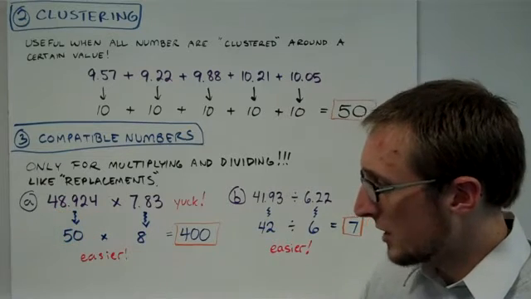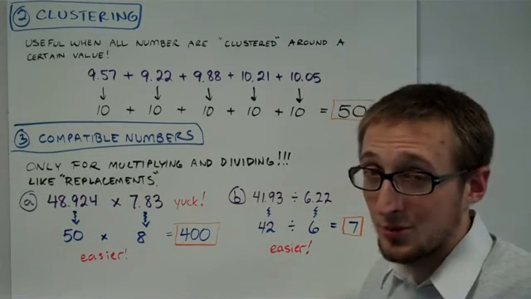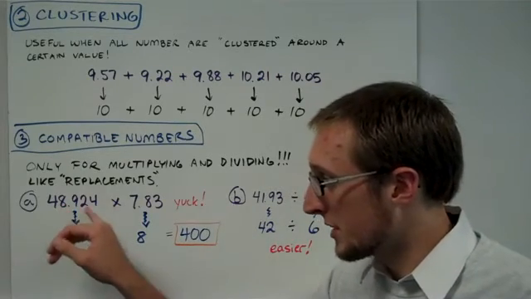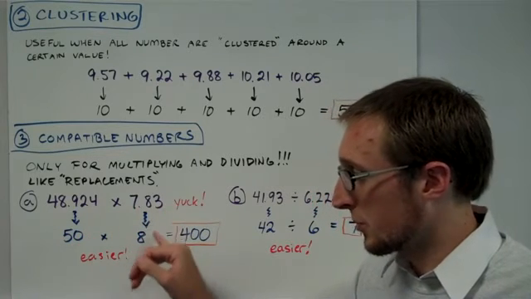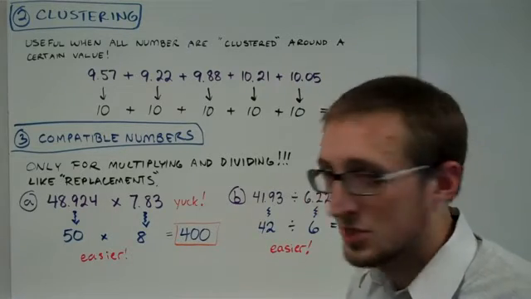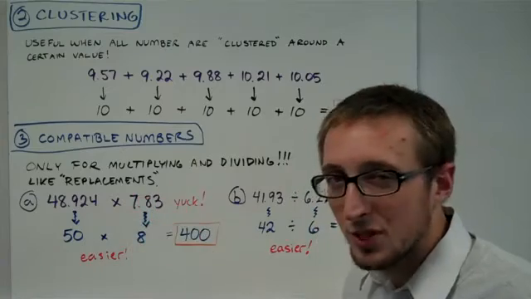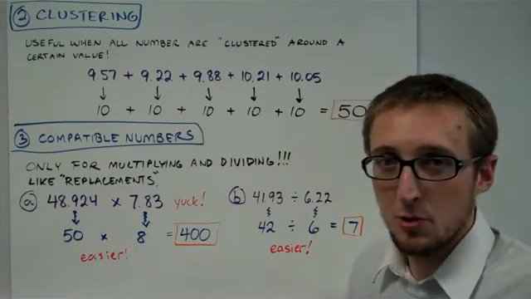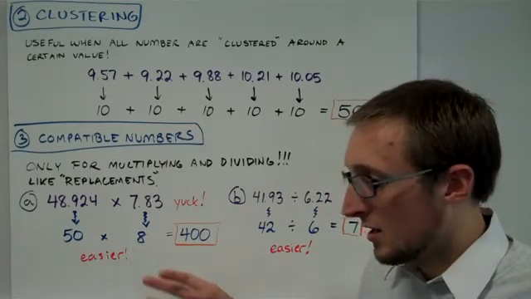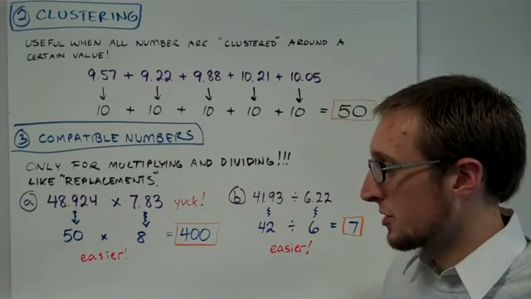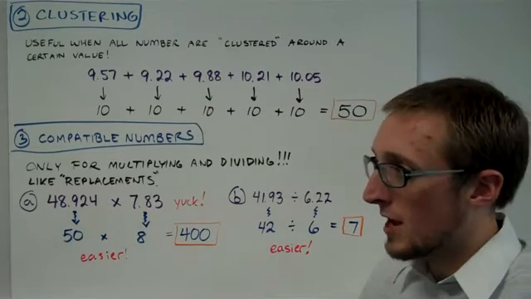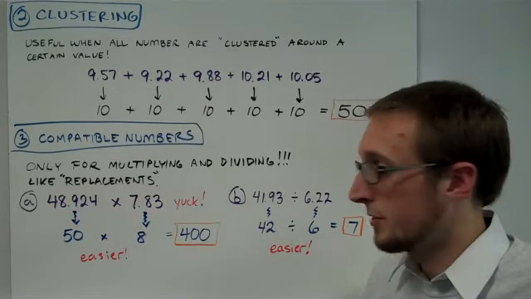So let's say we're doing 48.924 times 7.83. Okay, that's a yucky problem. That's a lot of work to do. So what we're going to do is we're going to replace this with an easier number. Replace this one with an easier number. We're not rounding. We're just replacing it with a number that's close by to make it easy to multiply. So I said 48.924, that's close to 50. So I said 50, that's an easy number to multiply. 7.83, that's really close to 8. So 50 times 8 is a much easier version of this problem using estimation. And that's 400. So I know that when I multiply these actually, it should be fairly close to 400.